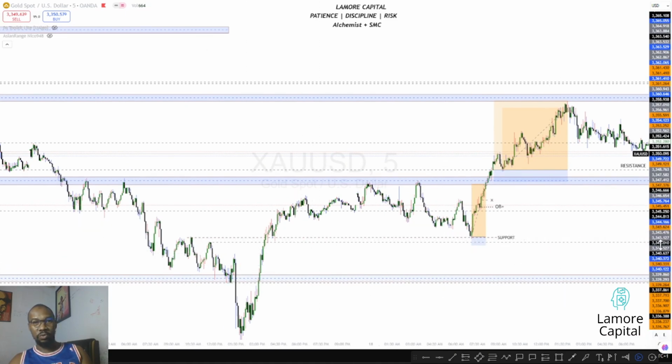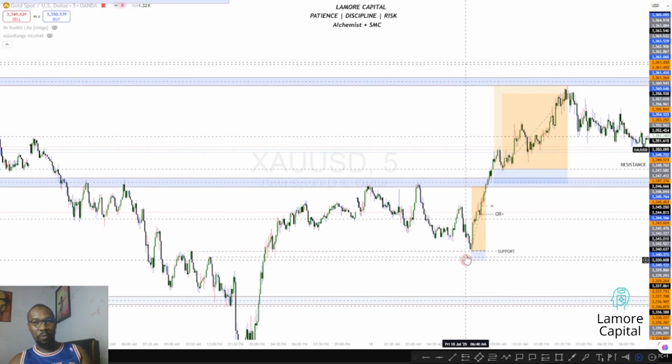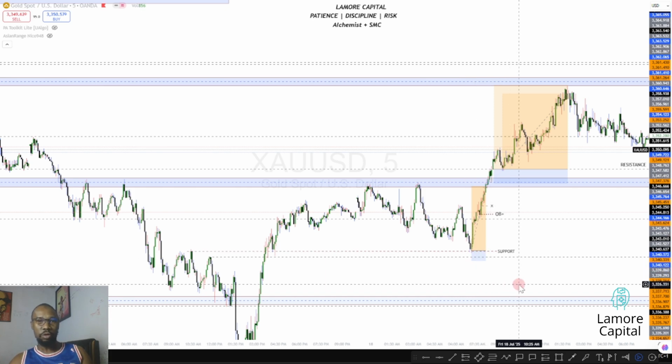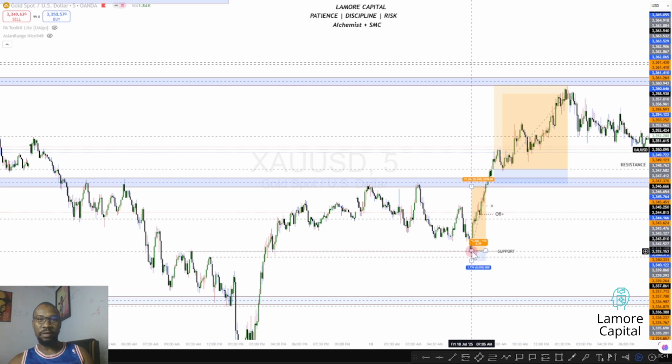Can you see this support zone? This support zone was tapped in at around 7 a.m. That's London open. London session is just about to start. But I need you to understand that sometimes they manipulate around 7 a.m., then distribute around 8 to 9 to 10 a.m. Sometimes they manipulate around 8 a.m., then distribute around 9:30 to 11, getting to 12.